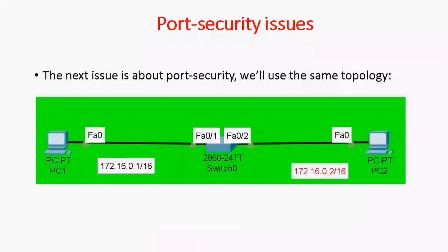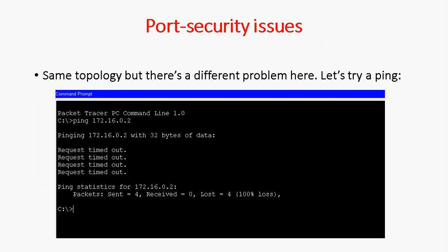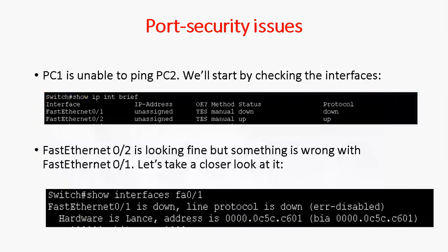Okay, the next scenario is the port security issue. Again I'm using the same switch and two PCs, PC1 and PC2. PC1 I am assigning IP 172.16.0.1/16 and PC2 172.16.0.2/16. From PC1 I am trying to ping PC2, 172.16.0.2. I am not getting a reply, it's showing request timeout.